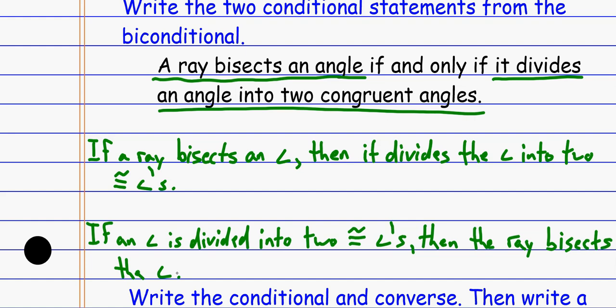What's nice about this is that instead of writing out, if this thing, then this thing, and then writing if this thing, then that thing, having to write both of those sentences, I can succinctly say that by writing this one statement. This one statement covers all of this. That's what a biconditional does.